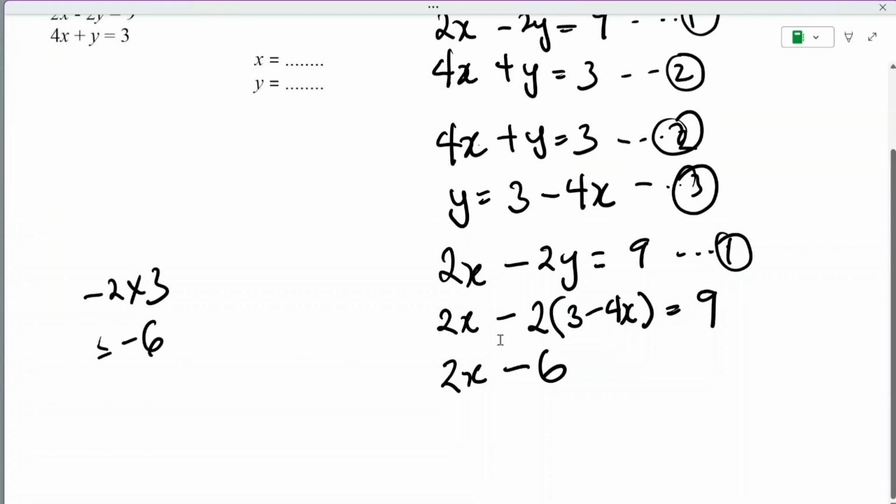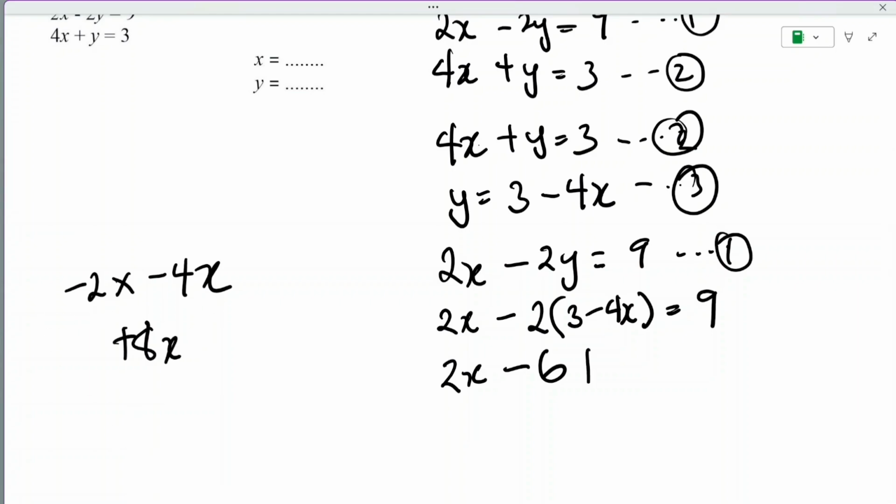Then you have the minus 2 times minus 4x. You have to multiply the 2 by the minus 4x. Don't get this wrong. This is one of the reasons you get your simultaneous equations questions wrong. So you should be very careful, particularly when you have a negative. Minus 2 times minus 4x. Negative times negative will give you positive. 2 times 4 will give you 8. The x is an unknown, so you just join the x to it. So minus 2 times minus 4x will give you plus 8x equals 9.